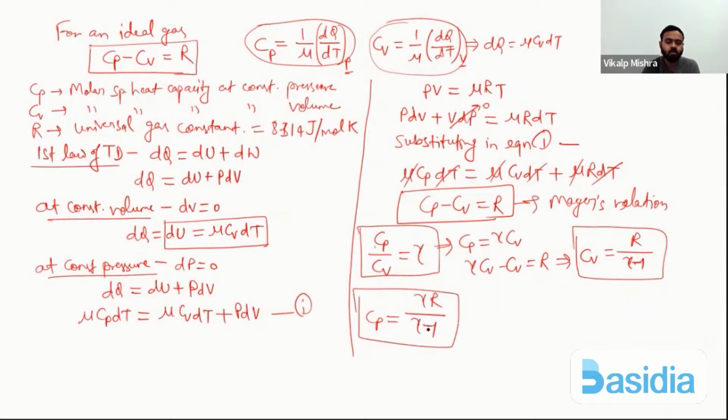Here, you only have to remember two formulas: Cp minus Cv equals R and Cp by Cv equals gamma. These other formulas we derived. How? Cp by Cv equals gamma, so Cp equals gamma Cv, put this value in the equation, take Cv common, and we get R by gamma minus 1. I hope all of you understood. Remember these relations, they are important.